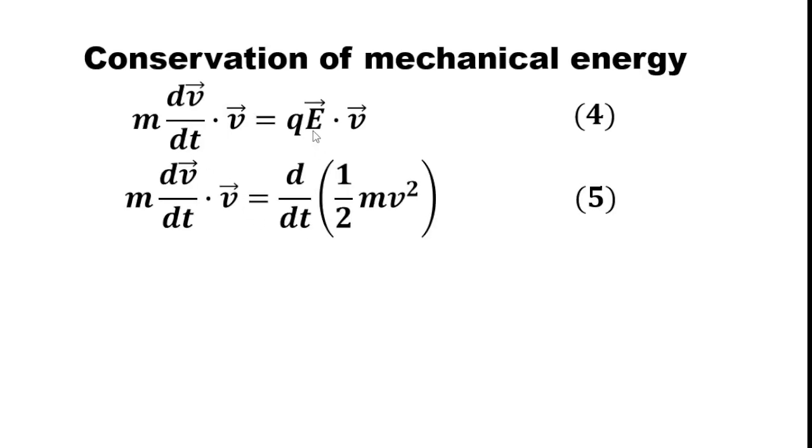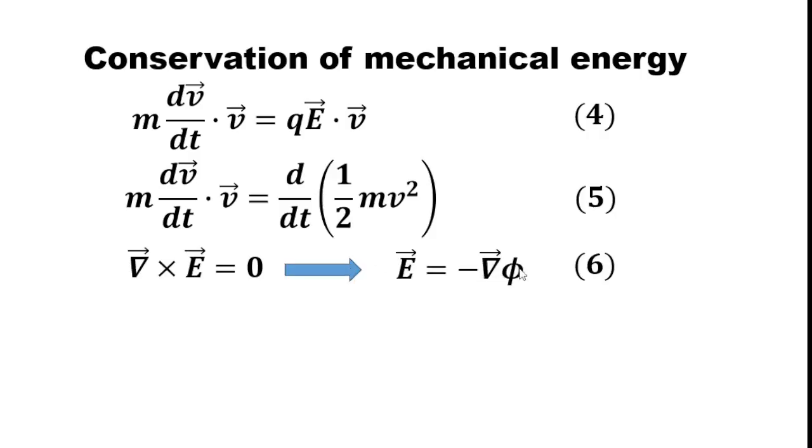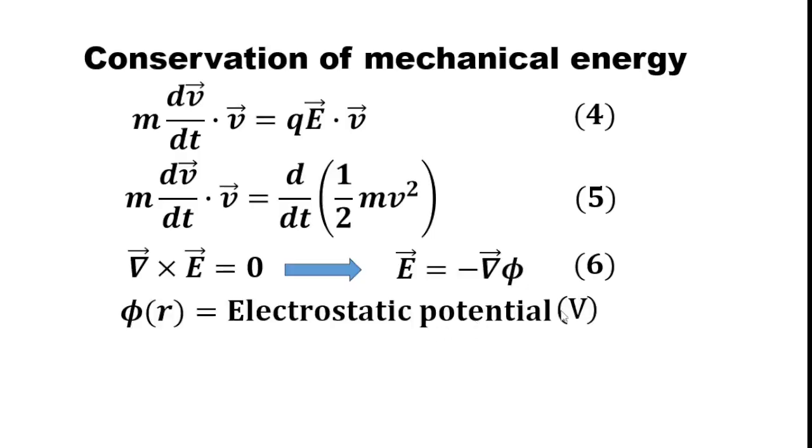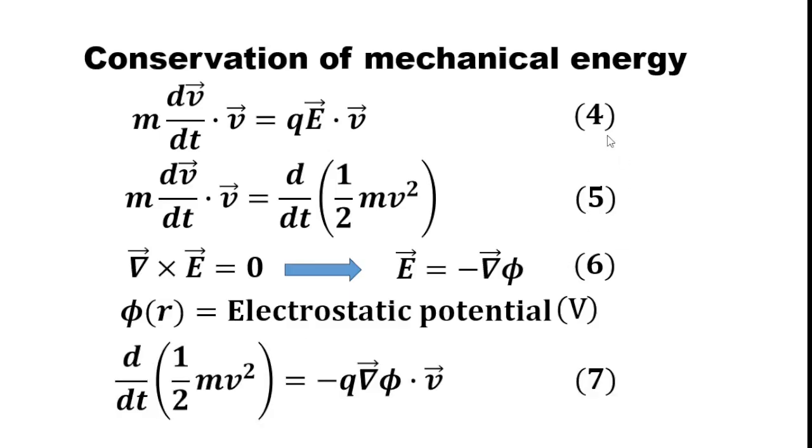Electric field is the electrostatic field. Its curl is equal to 0. Therefore, this electric field can be written as the gradient of some scalar function. And we write E is equal to minus gradient of phi, where phi is the electrostatic potential. It is measured in volts and it is a function of spatial coordinates. Putting the values from equations 5 and 6 into equation 4, we obtain equation 7.